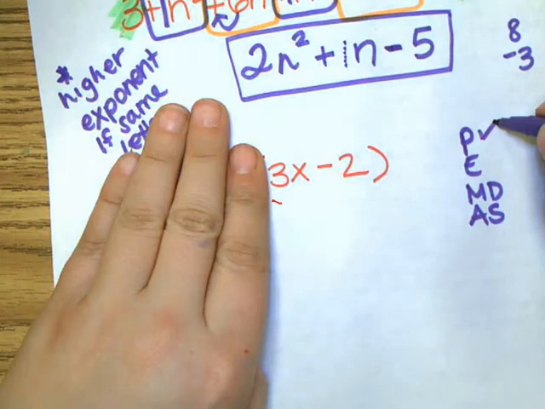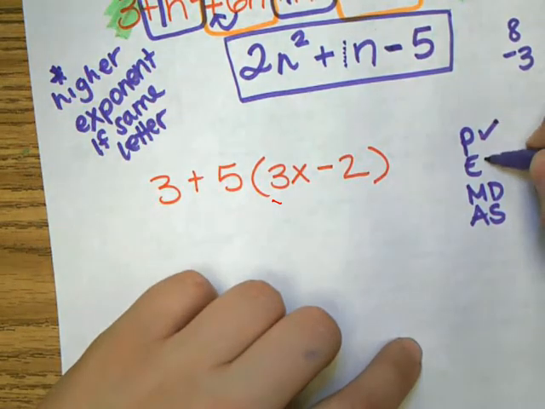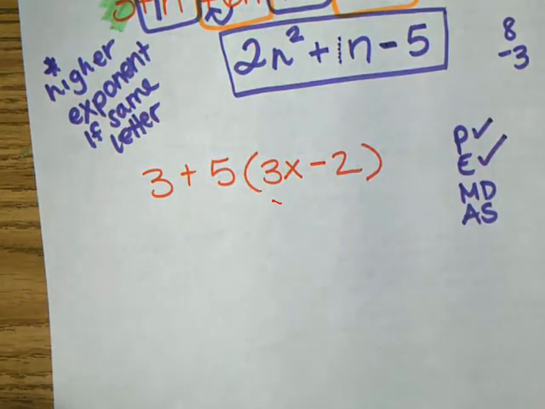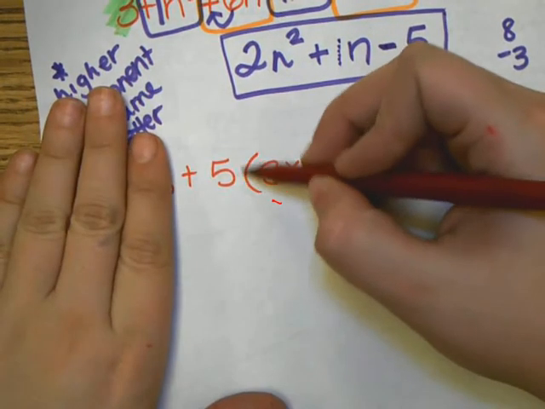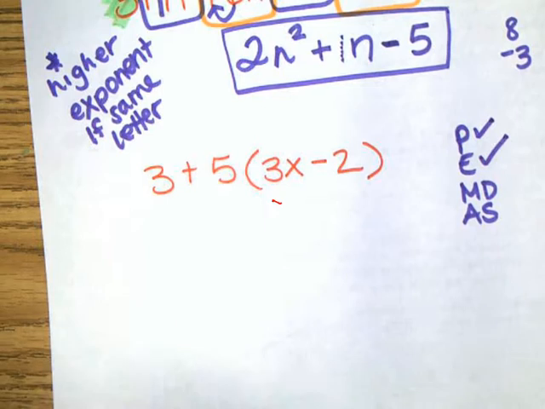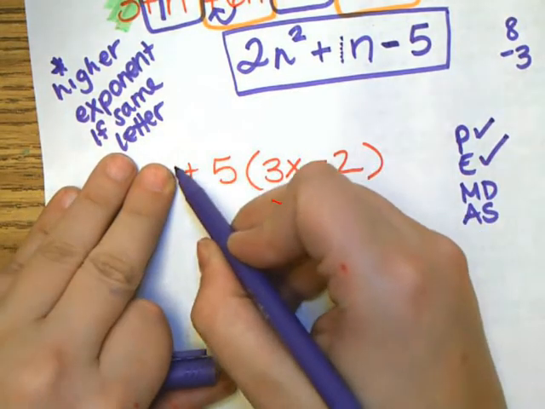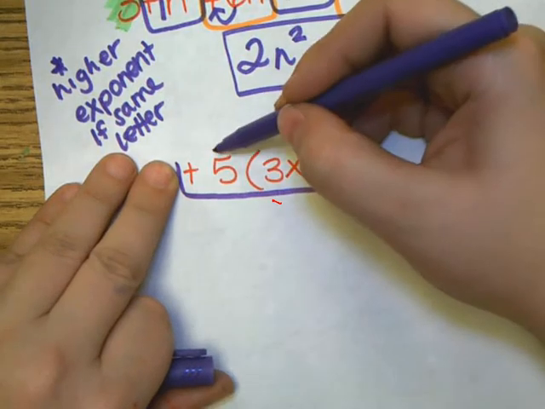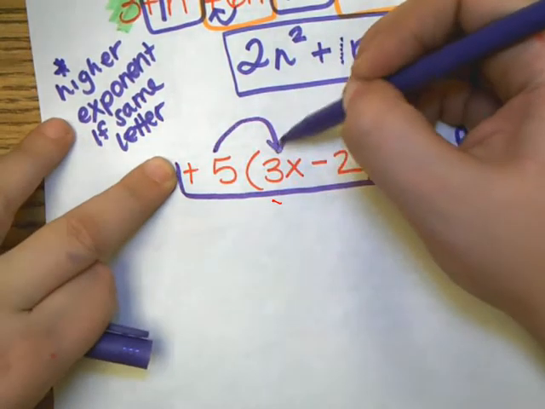So first thing, it says parentheses, but if I look inside the parentheses, I cannot combine 3x minus 2. They're not like terms. I can't subtract them. So we cannot do parentheses. There are no exponents. Then multiply. Well, there is multiplication. That's what the distributive property is multiplying.